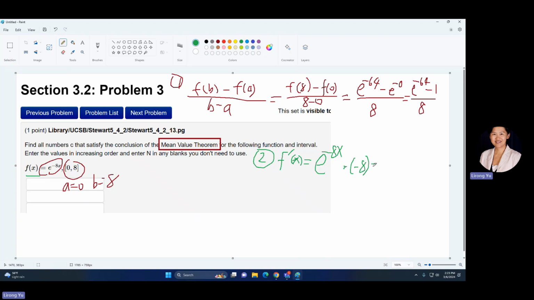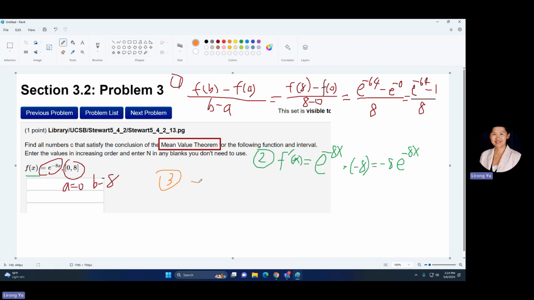If you write it a little bit nicer, you have negative 8 in front multiplied by e to the negative 8x. So that's step 2. Step 3, we're going to set them equal because we're supposed to solve for a special value where this derivative equals this special value. So in step 1, we're calculating the mean value. In step 2, we're calculating the derivative. In step 3, we'll set them equal to find out when the derivative equals that value.